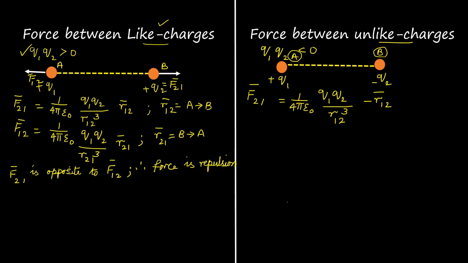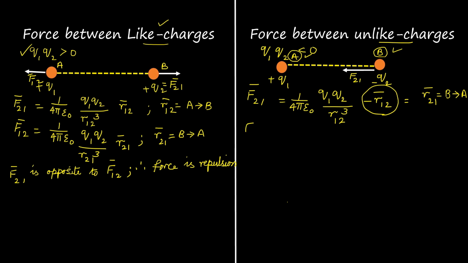I hope you notice the difference from the previous case. We already know, it is also clear from the diagram, that the direction negative R12 is equal to R21, which is nothing but from B to A. It can be represented like this. This is the direction of F21.